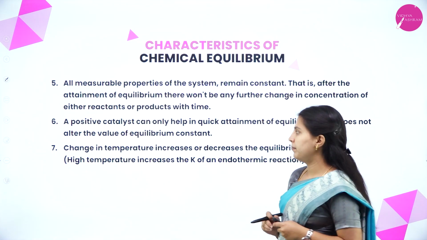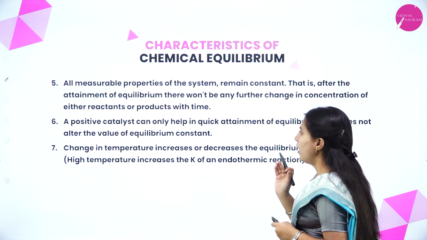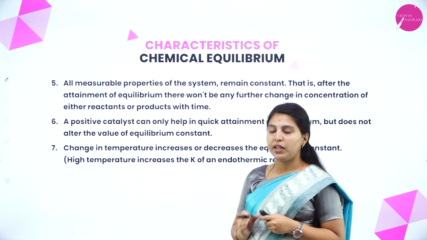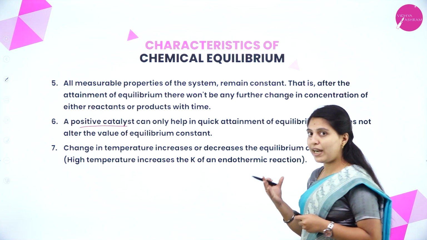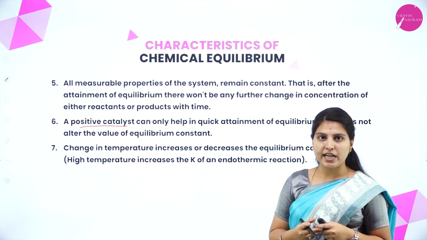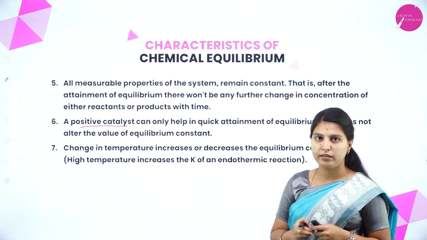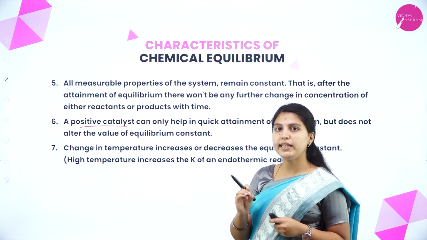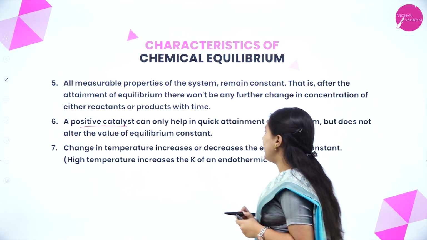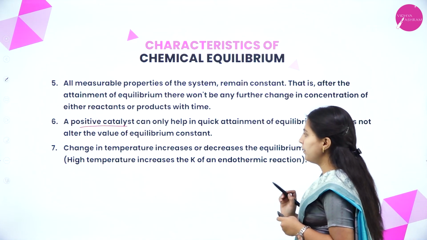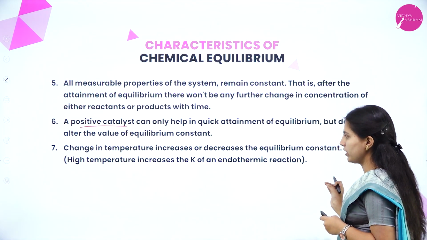It will be constant. A positive catalyst can only help in quick attainment of equilibrium but does not alter the value of the equilibrium constant. After attaining equilibrium, if you add a positive catalyst, what will happen? Quick attainment means the reaction completes quickly, but it will not alter the value of the equilibrium constant. A positive catalyst alters only the time, not the value of the equilibrium constant. Change in temperature increases or decreases the equilibrium constant.